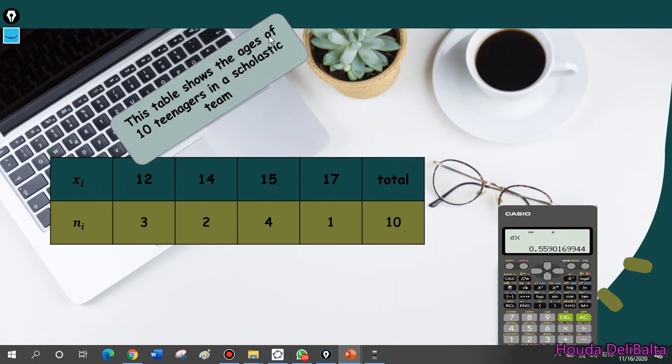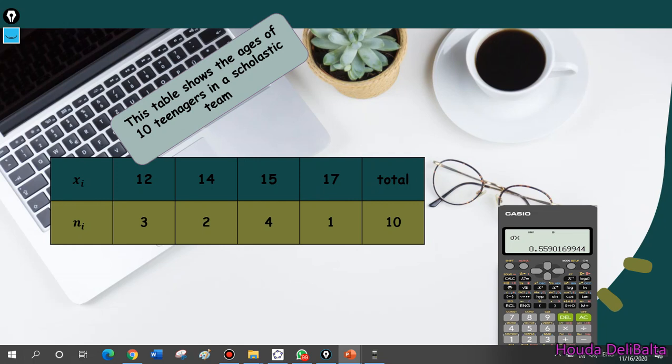This table shows the ages of 10 teenagers in a scholastic team. Here we have the ages going from 12, 14, 15, 17. The frequency of those whose age is 12 is 3, 14 goes to 2, 15 goes to 4, and 17 goes to 1. The total is 10.